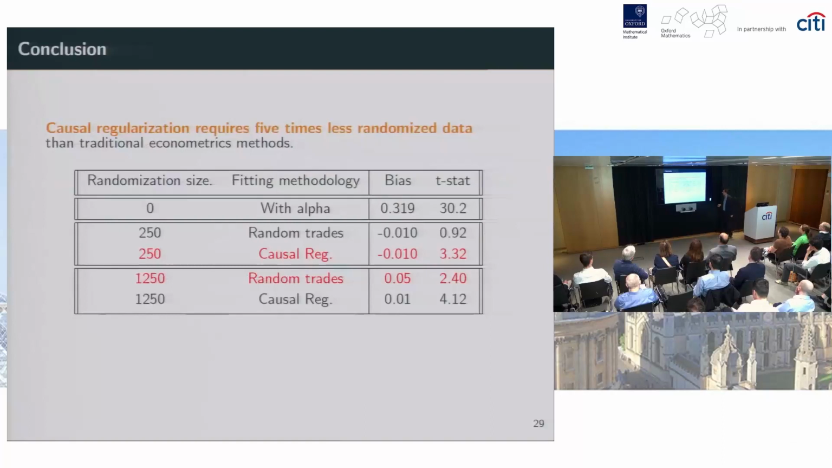So this is kind of the summary I gave earlier. So you can get a better t-stat for less data, which is kind of nice. I don't know how much time I have left. We're getting towards the end.